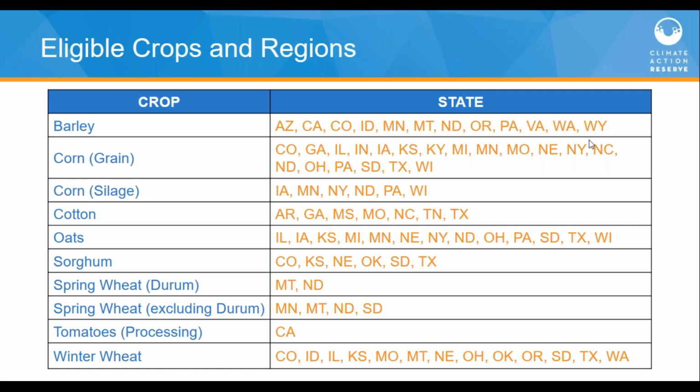This table here shows which crops and regions are eligible in the protocol. As you can see, it's primarily the major field crops. We have barley, corn, cotton, oats, sorghum, spring wheat, and winter wheat, and we also have tomatoes. For brevity, the eligible regions are listed by state here, but note that the eligibility rules, as we'll discuss, pertain to the county level. So with this protocol, we created an eligibility lookup tool, which can show you which crops are eligible in which specific counties.